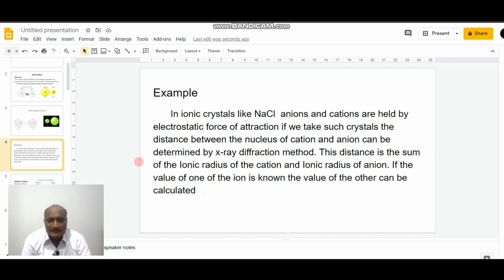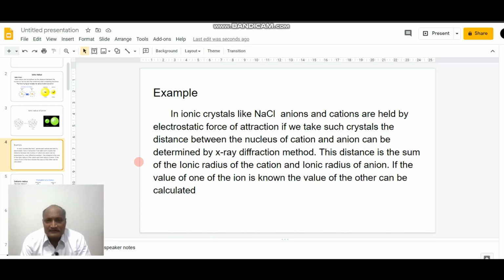Coming to an example of sodium chloride. As we know, sodium chloride is a crystalline solid. Here in sodium chloride, the chloride anion and sodium cation are held by a strong electrostatic force of attraction, forming a sodium chloride crystal.